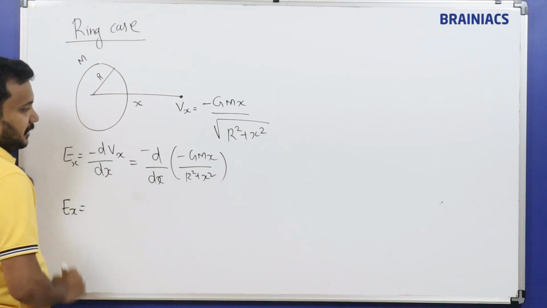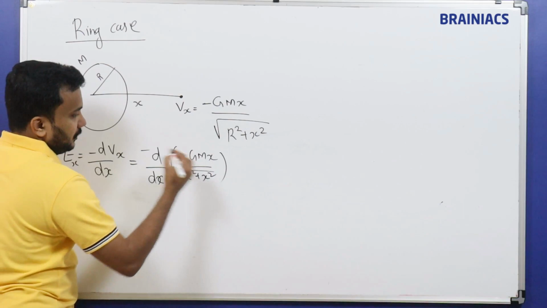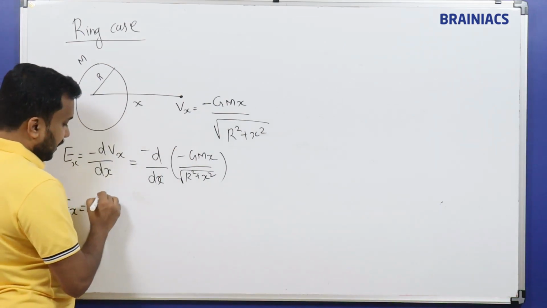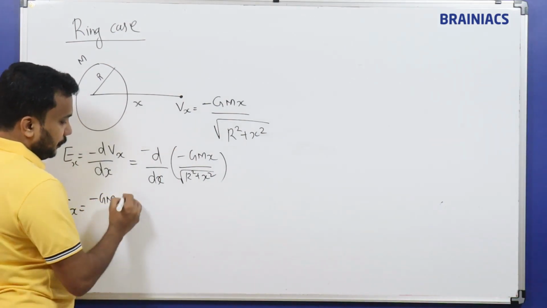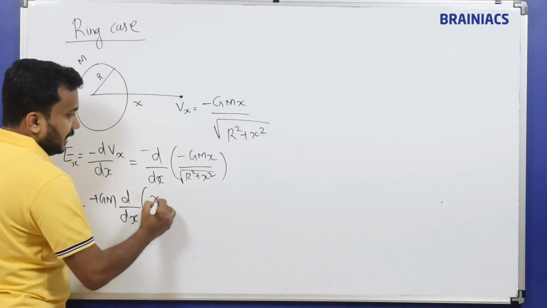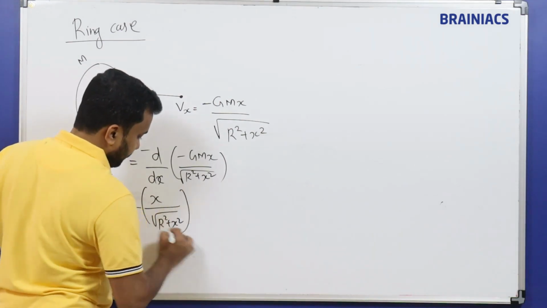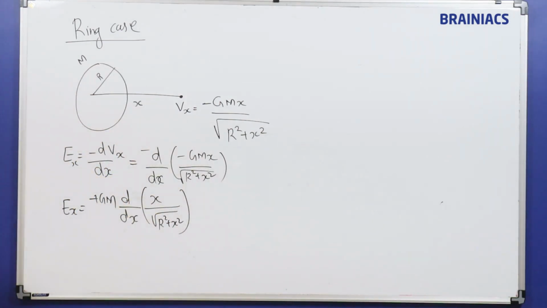So Ex will be equal to, what will come? GM, this is root. GM is given. So GM into, minus and minus become plus, d by dx of x divided by root of r square plus x square. This is the formula. So the gravitational potential is given and the gravitational field intensity value we need to calculate. This is the intention over here.